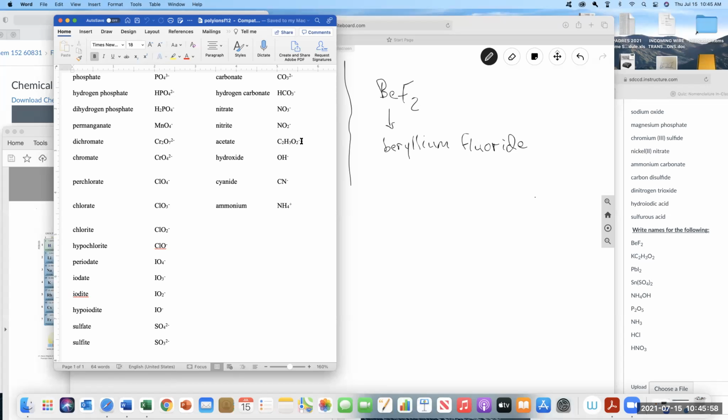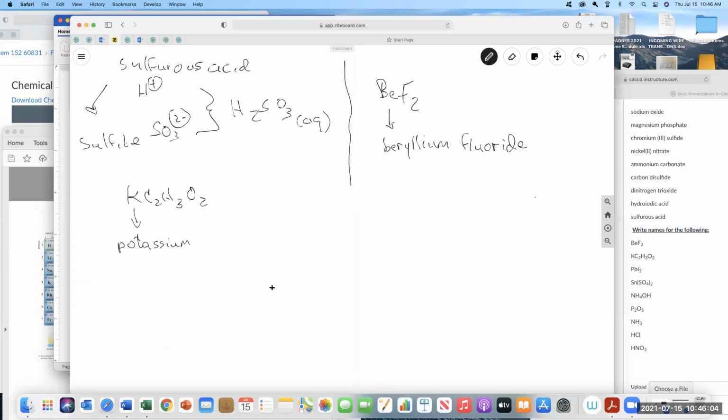Acetate is sometimes written differently if you look it up on the internet, but this is how we do it in Chem 152 and in 200 really. C2H3O2. And so this is called acetate. And that's it, potassium acetate. Just name the ions. All right, this one's going to be trickier.